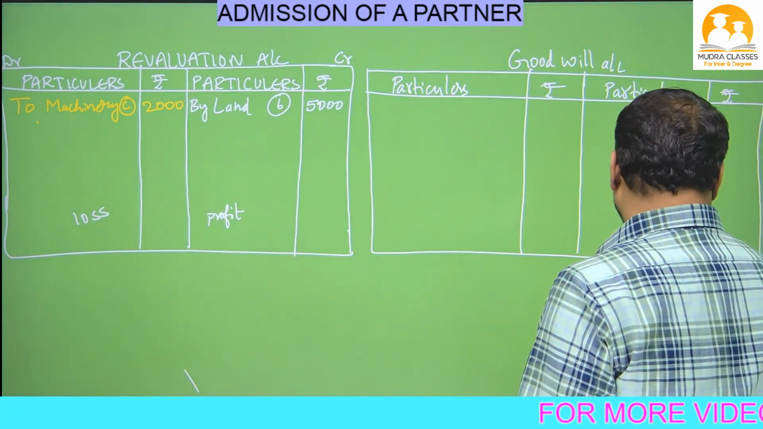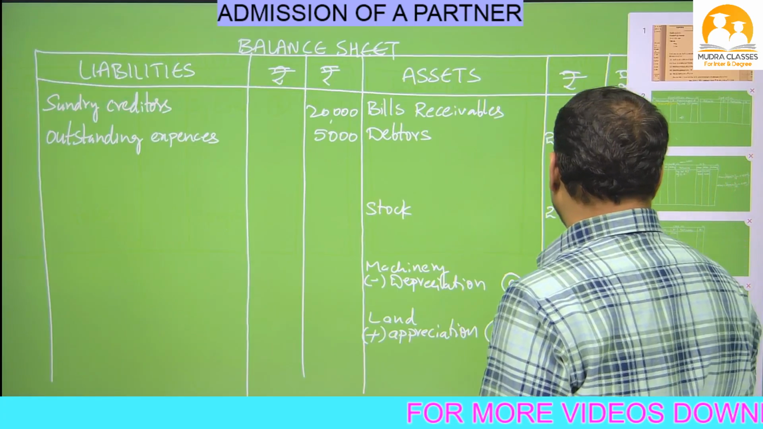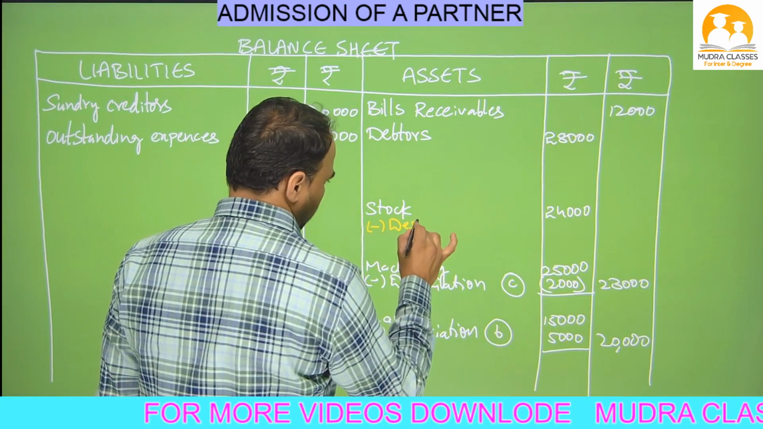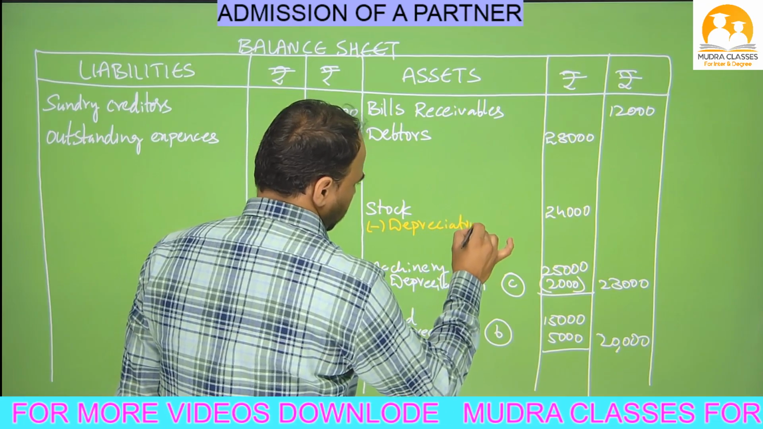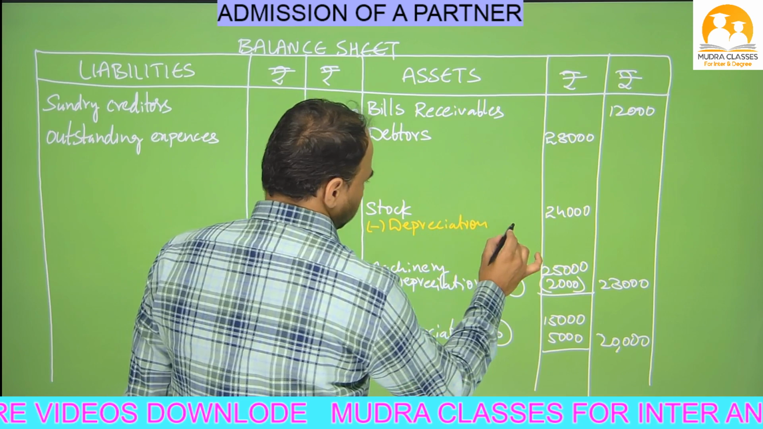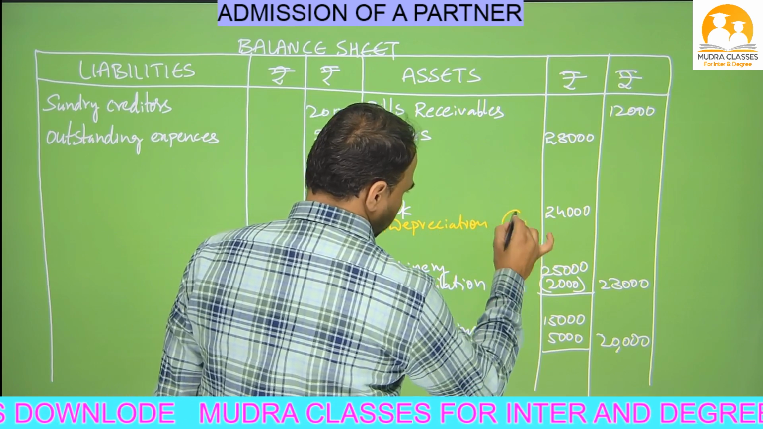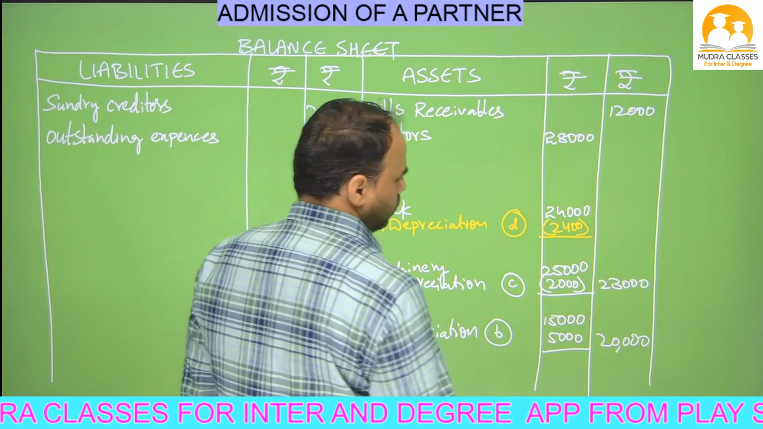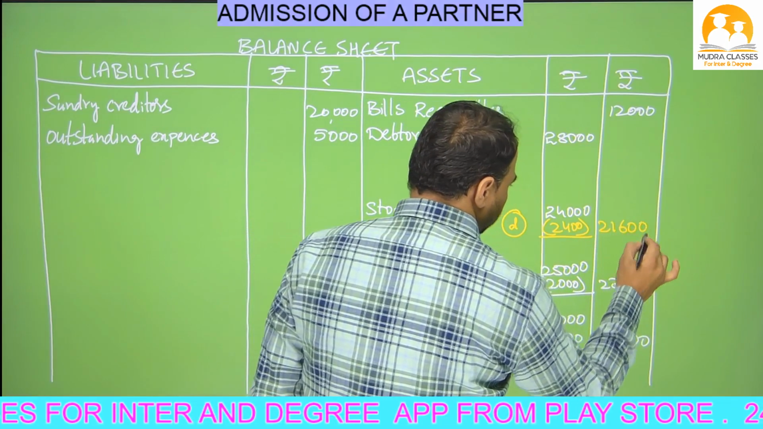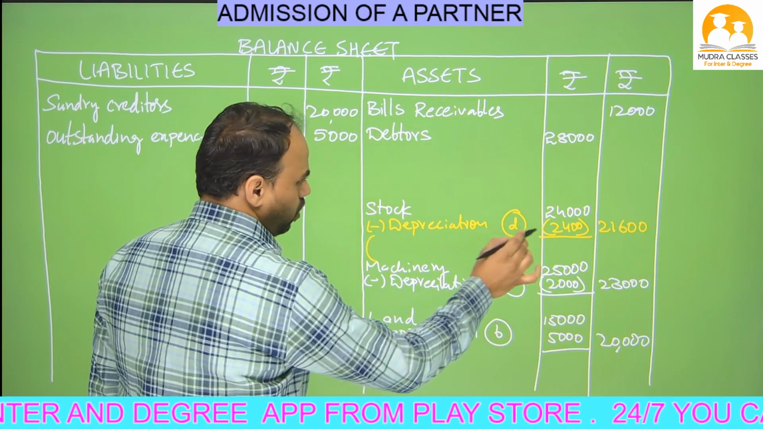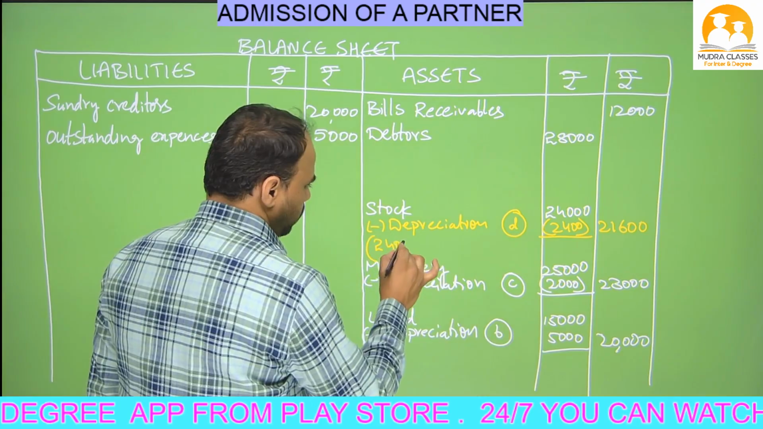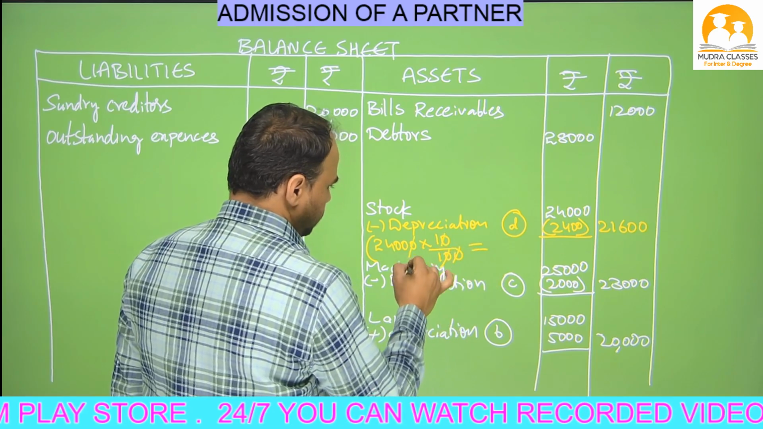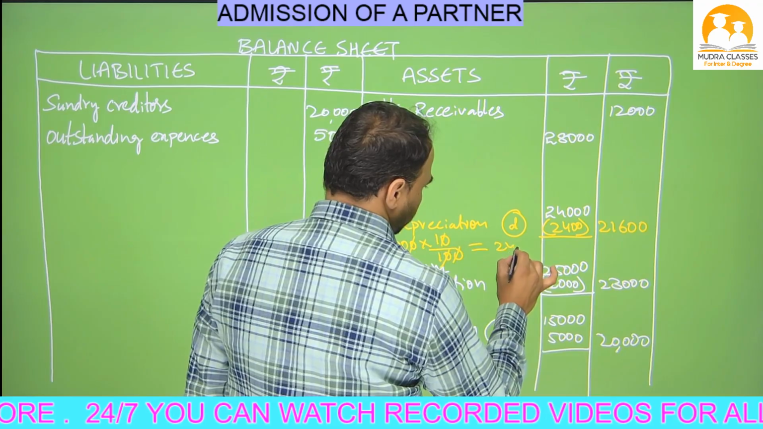So here in the balance sheet, on the asset side, for the stock value we have to deduct less depreciation. Adjustment number D. 24,000 minus 10% gives 2,400. In the outer column we will write 21,600. So how did we get 2,400? 24,000 rupees into 10%, that means 10 by 100. Zero cancels, zero cancels. So these 2,400 rupees we have to deduct.